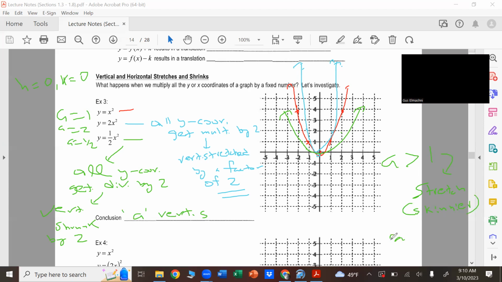If A is less than 1, well, between 0 and 1.